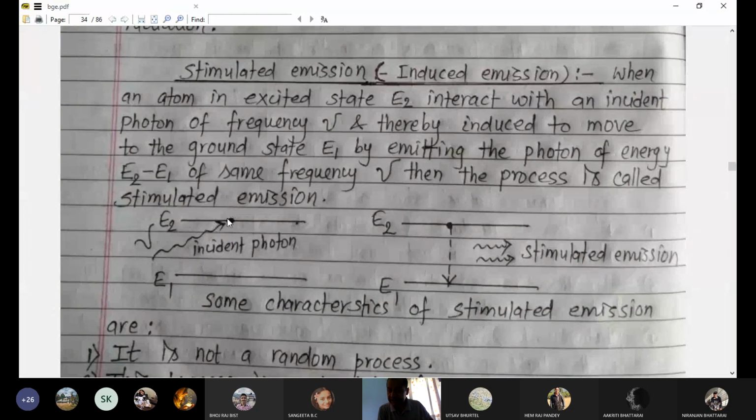The atom in excited state is forced to fall to the ground state. In this case the atom is forced to fall from excited state to the ground state by the incident photon. So such type of emission of radiation is called stimulated emission of radiation. This is the incident photon, and this is the stimulated photon.